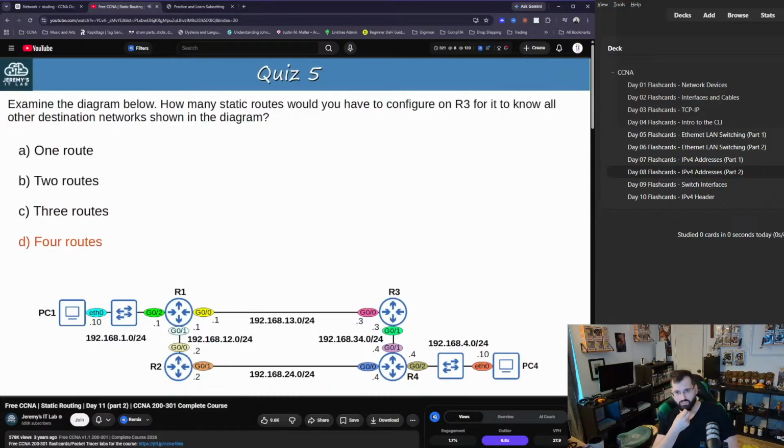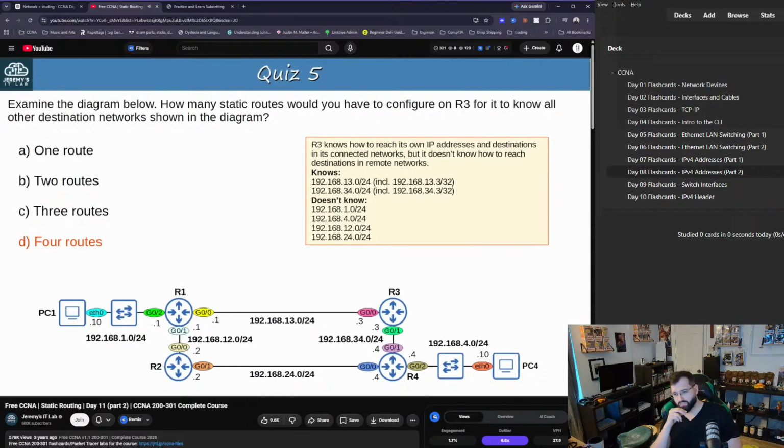Okay, the answer is D, 4 routes. R3 knows its connected networks, 192.168.13.0/24 and 192.168.34.0/24. For it to know all destination networks in this diagram, you would have to configure 4 additional routes to 192.168.1.0/24, 4.0/24, 12.0/24, and 24.0/24.